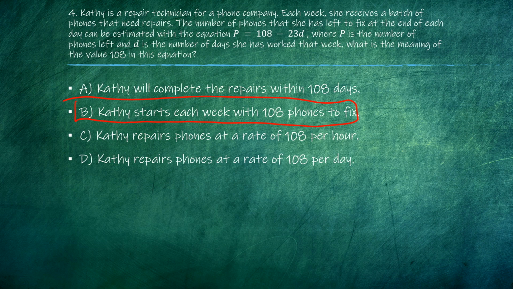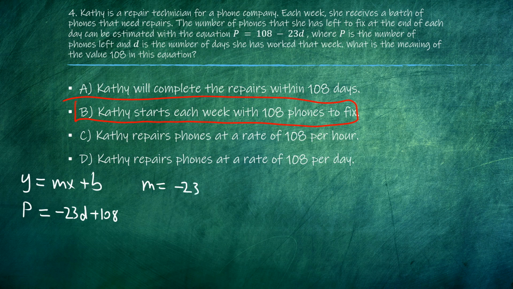To solve this, we really have to understand what this equation means. If you notice, this equation looks very similar to our fundamental linear equation, y is equal to mx plus b. In this case, the y is p, and the x here is d. So we have negative 23d plus 108, where negative 23 is the slope.